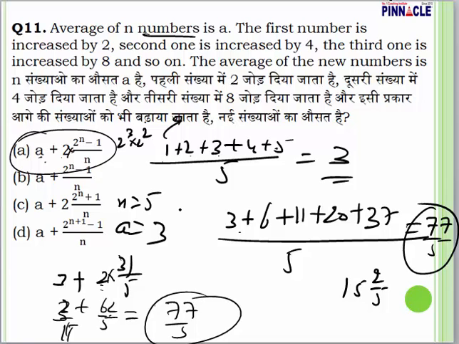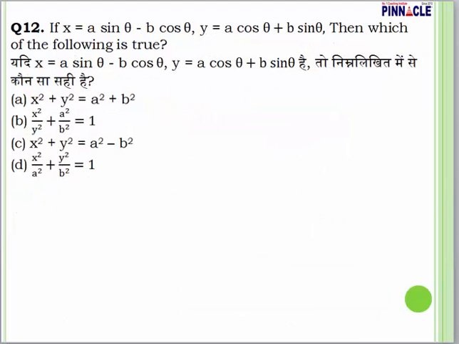Question number 12. If X is equal to A sin theta minus B cos theta and Y is equal to A cos theta plus B sin theta, then which of the following is true? We have to find which of the following is true.